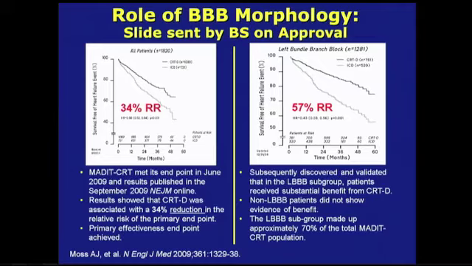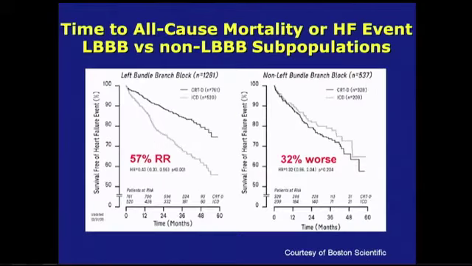This slide was sent out by the manufacturer as soon as the FDA gave approval for the device. But what they didn't send out was this slide. On the left is the same one that I showed you for left bundle branch block, but look on the right at non-left bundle branch block. This includes the right bundle branch block as well as the nonspecific interventricular conduction delay. There's actually a trend for worse outcomes there.